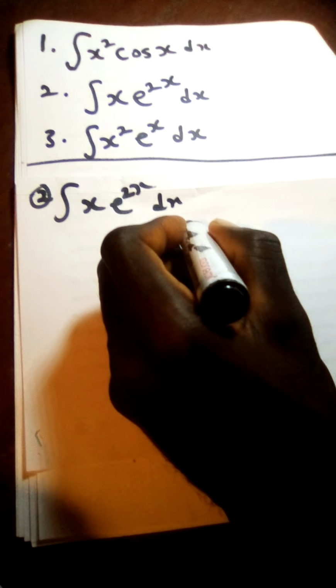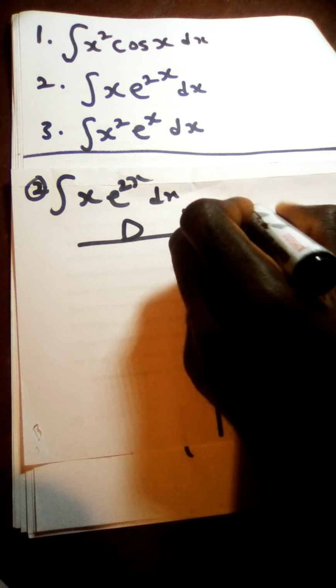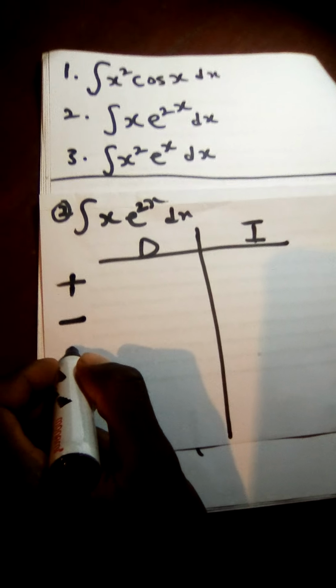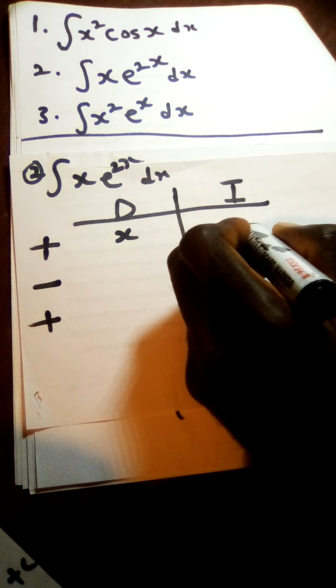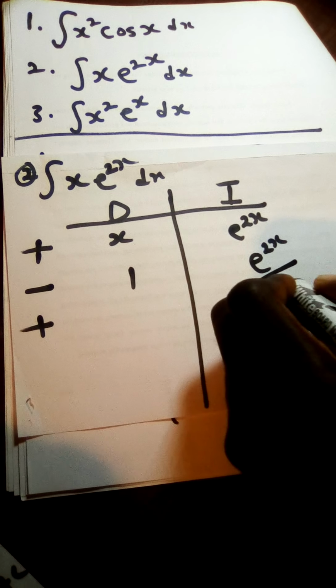We have this as number 2 question. We rule a table. The same process, D and I, where D stands for differentiation and I stands for integration. Alternating the signs, don't forget, this is very, very important. Now we have to differentiate x and integrate exponential 2x. If you differentiate x, you get 1. If you integrate exponential 2x, you get exponential 2x over 2.